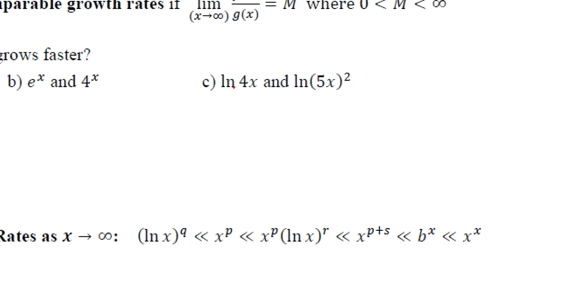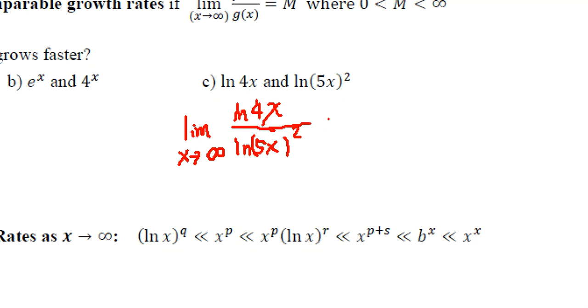Okay, now let's take a look at the very last one: natural log of 4x versus natural log of 5x, squared. Again, you want to look at the ratio. When you write it, you should write the limit symbol. This is infinity over infinity type, therefore you're going to apply L'Hopital's rule. The top is 1 over 4x, times the derivative of the inner, which is 4. So the 4 cancels, just 1 over x.